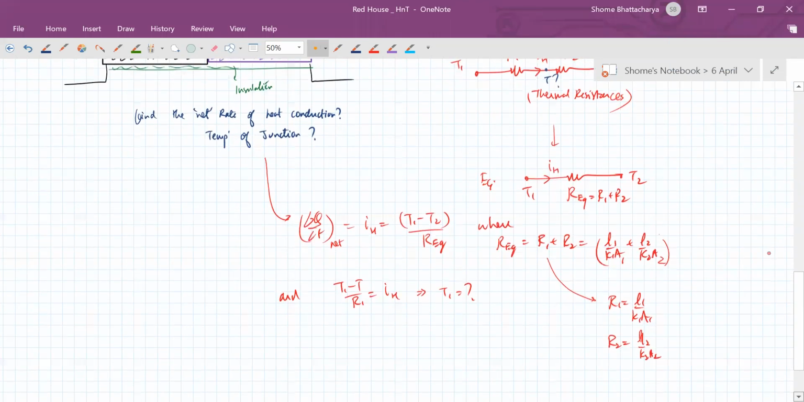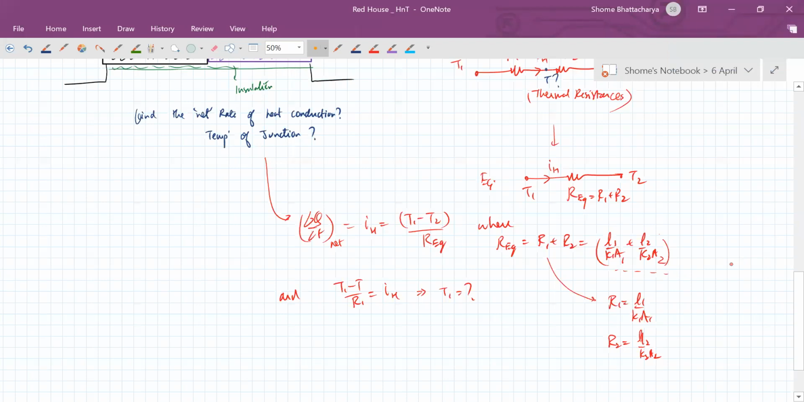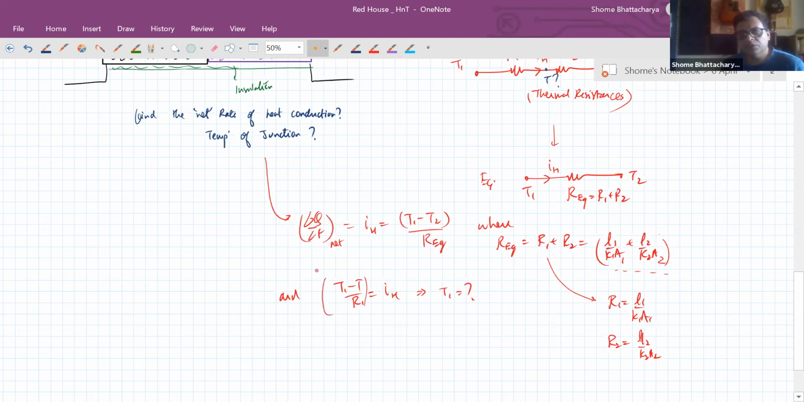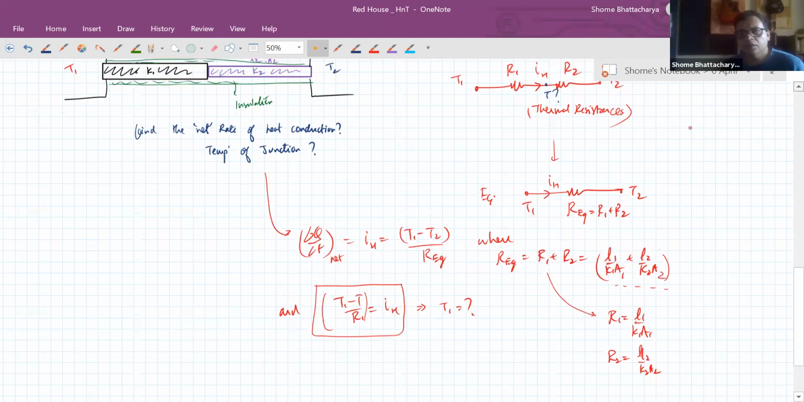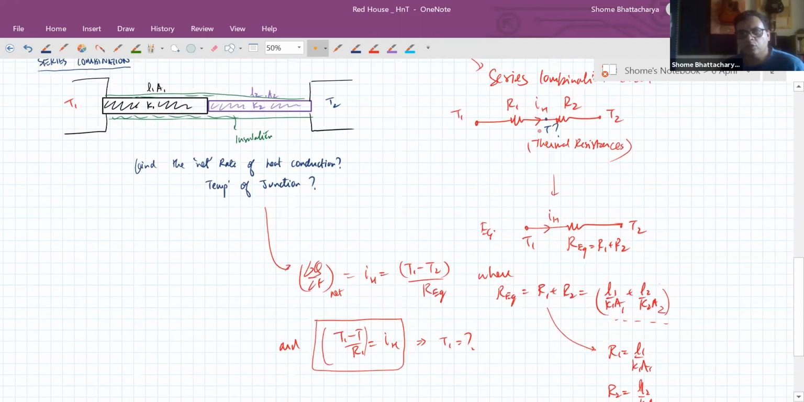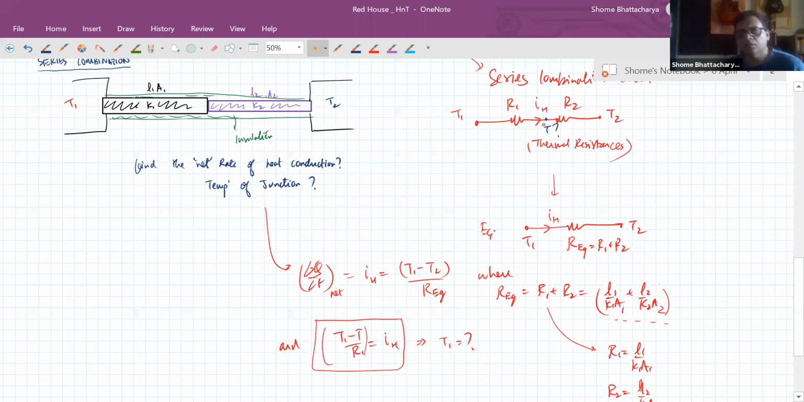Sir, how did we get the last equation? See this one. We have to apply Ohm's law across the resistor R1 in the top diagram. Across this resistor, how much is the temperature difference? T1 minus T. That temperature difference divided by its resistance is the current through that conductor. Now the current through that conductor is the same as the equivalent current. So we have got the equivalent current from the first one. Now we will substitute this in the second one.